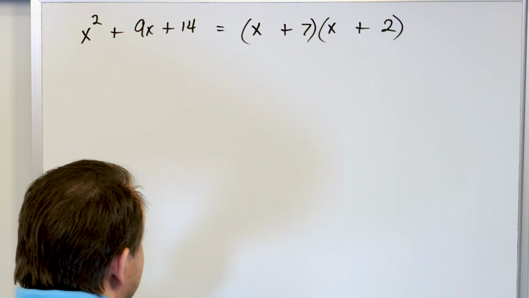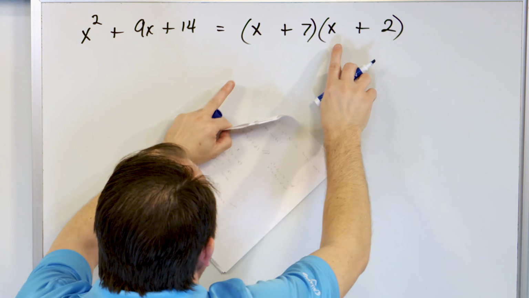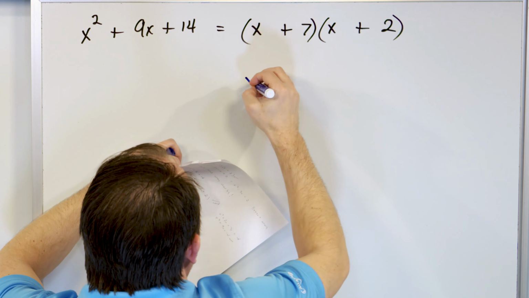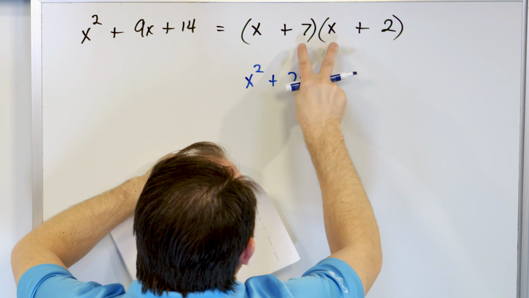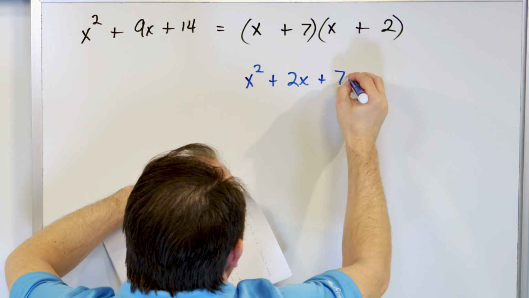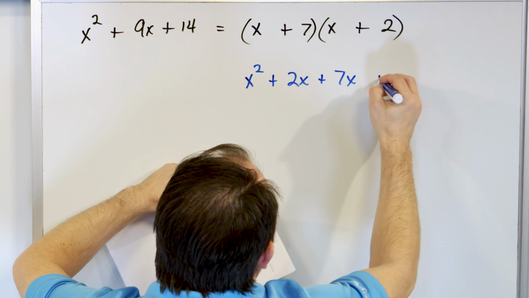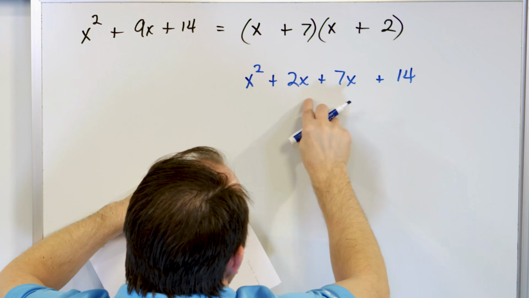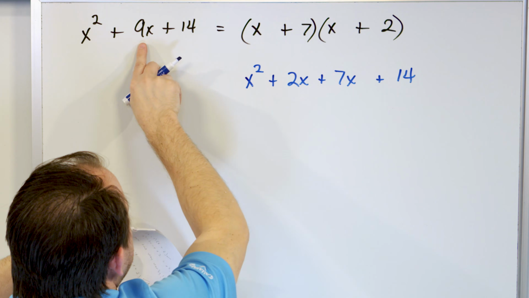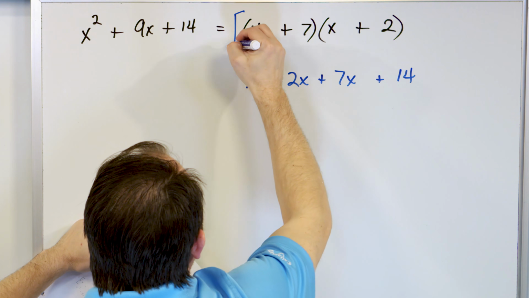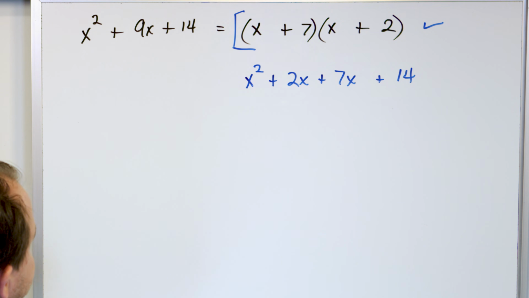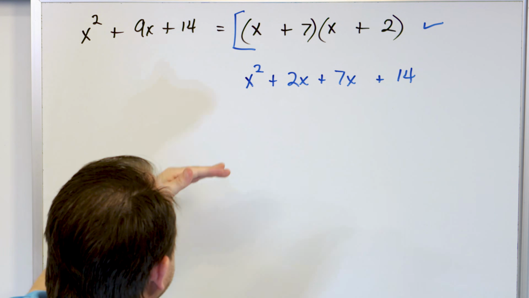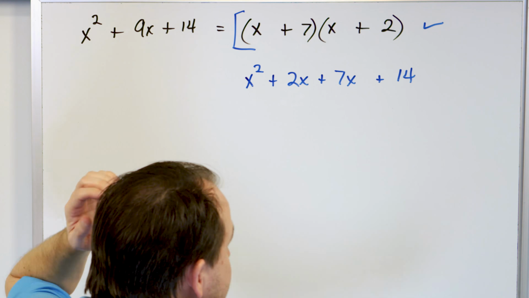And the way you see what happens is you check it. You always should check your work here. So this is going to equal x squared. The outer terms are going to give you 2x. The inner term is going to give me 7x. The last terms are going to give me that positive 14 I'm talking about. And when I add these together, I will get the 9x, which means this is the correct factored form of this trinomial.